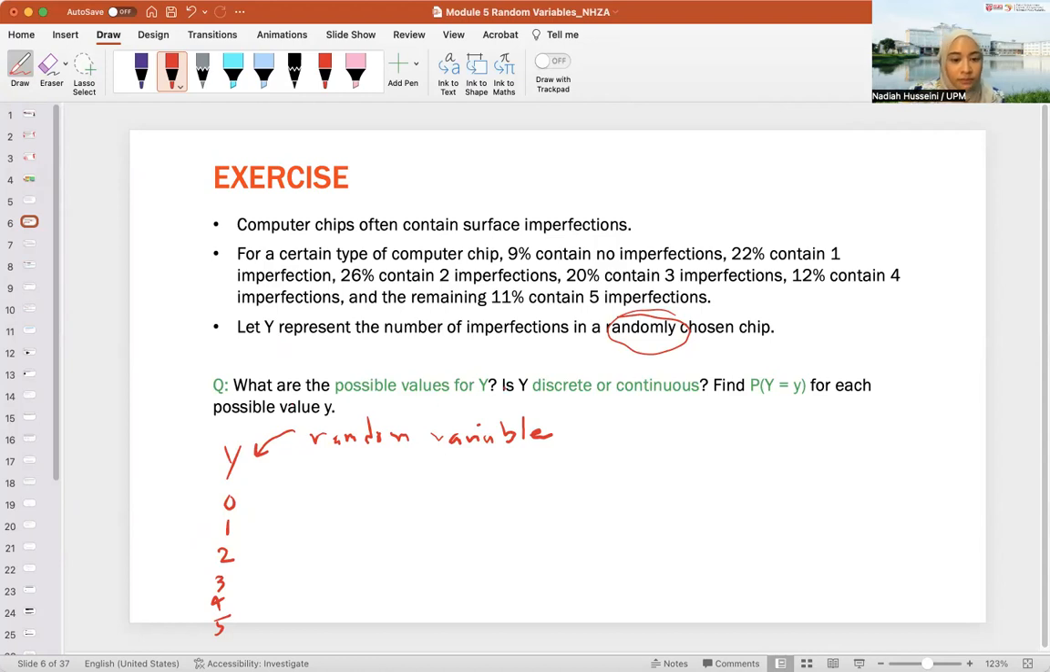So what are the possible values of Y? It is 0, 1, 2, 3, 4, 5. Is Y discrete or continuous? Now this is an easy question. Discrete or continuous? Is it continuous? Discrete?